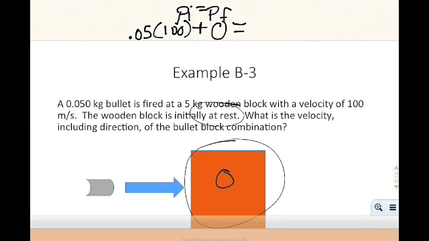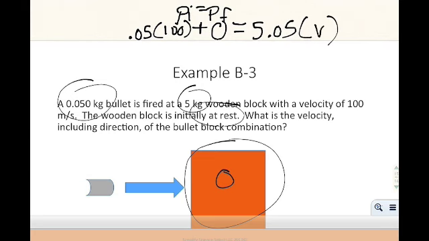Now, the bullet embeds itself in the block, because it says bullet block combination. So after the collision occurs, they are going to stick together. So this is an inelastic collision. So I actually need to add their masses together. So I'm going to end up with a mass of 5.05. That's the mass of the wooden block plus the mass of the bullet. Now together those things are going to have a velocity that I'm going to call v.